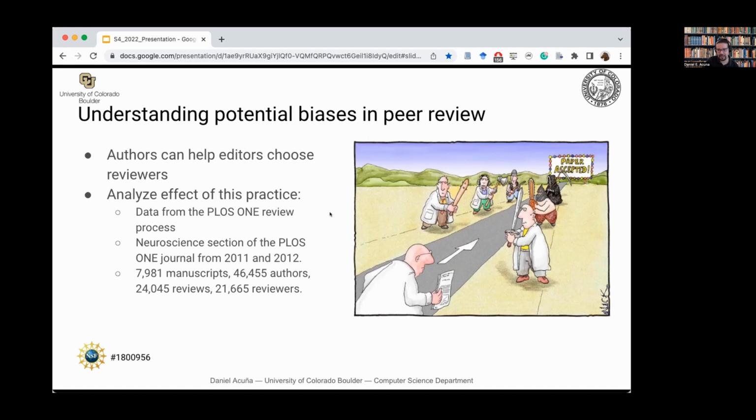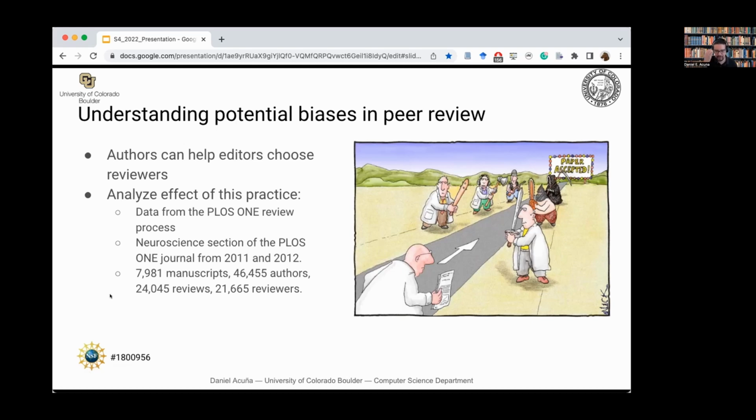So one thing that we investigated, and this paper should be coming out soon. It's been so crazy. I think this paper has been under review three to four years now. So partially my fault and the pandemic. But anyways, we have a data set of paper reviews from the neuroscience section, and we have 8,000 manuscripts, thousands of authors, thousands of reviewers, and thousands of reviews.